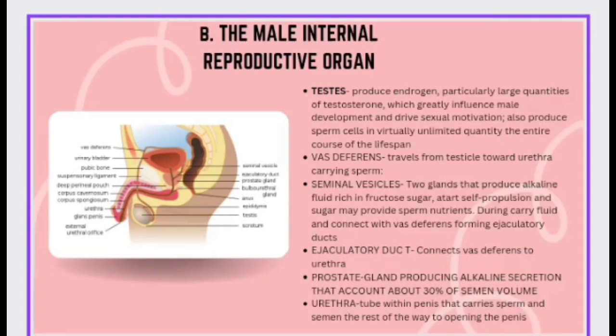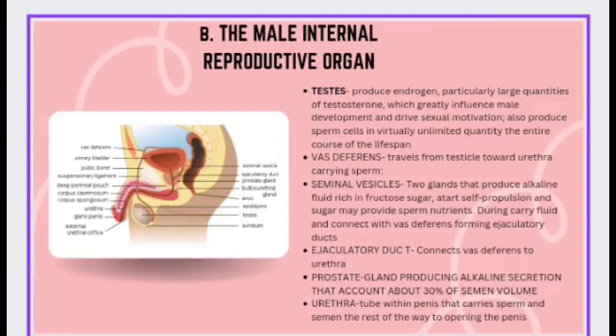The testes are two small organs found inside the scrotum. The testes are responsible for making sperm and are also involved in producing a hormone called testosterone. The vas deferens travels from the testicle toward the urethra carrying sperm. This is a thick-walled tube joined to the epididymis. It carries sperm from the epididymis up to the prostate gland and urethra.